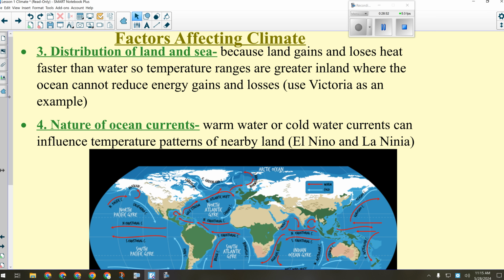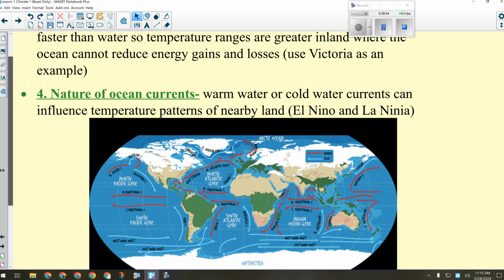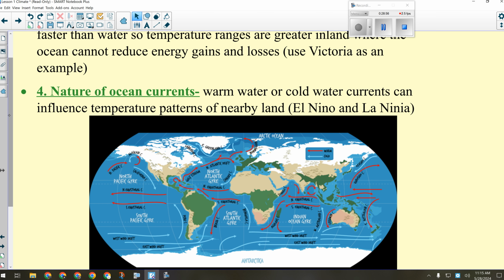Okay. Now, the next one is ocean currents. The oceans don't just sit still. They're not just big bathtubs where the water just stays put. They're circulating all the time. There's all kinds of different currents within the ocean.